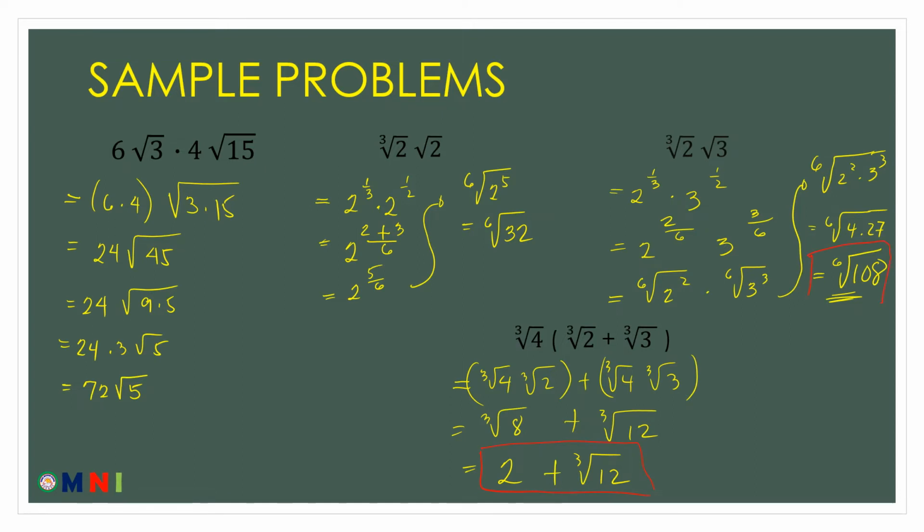So for this one, and then for this one and this. These are the sample solutions in solving the product of different cases on radicals.